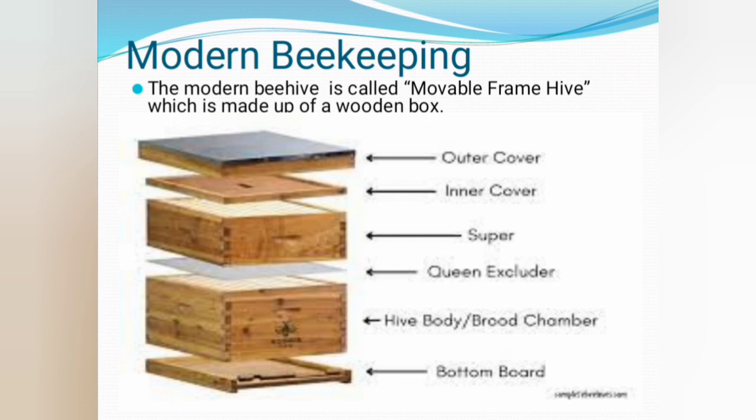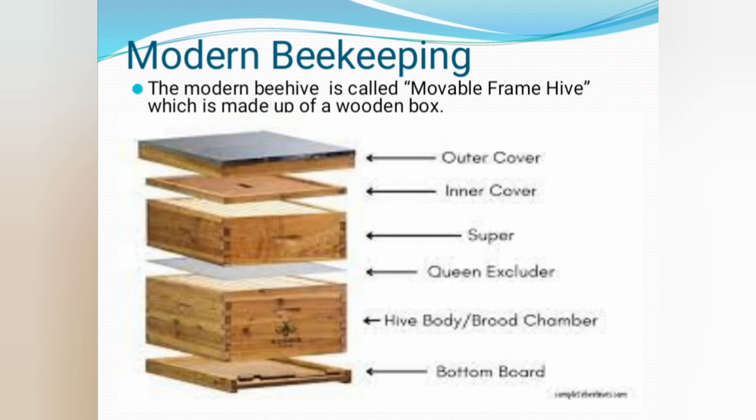If the queen bee passes from the brood chamber to the super chamber, it starts laying eggs inside the super chamber also, and it will spoil the honey. The super chamber consists of frames only for the collection and storing of honey. The worker bee which passes through the queen excluder stores and collects the honey inside the super chamber. Above the super chamber there is an inner cover, and above the inner cover there is an outer cover.